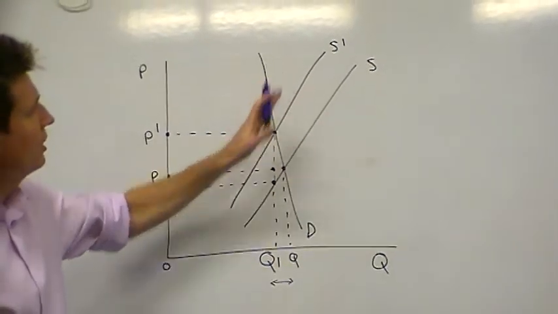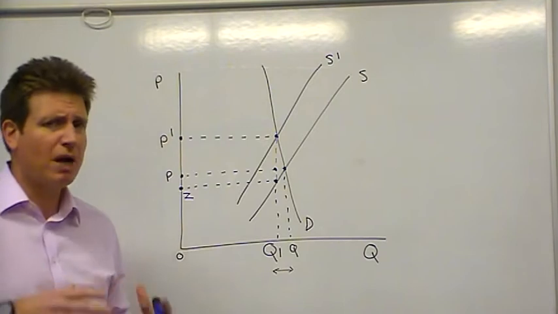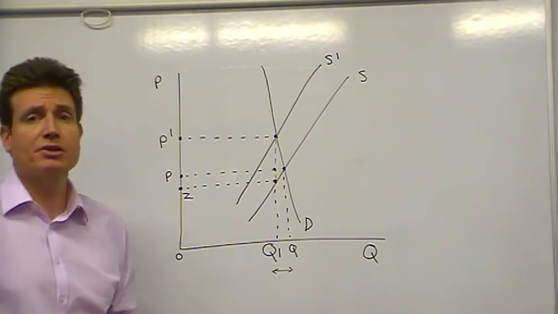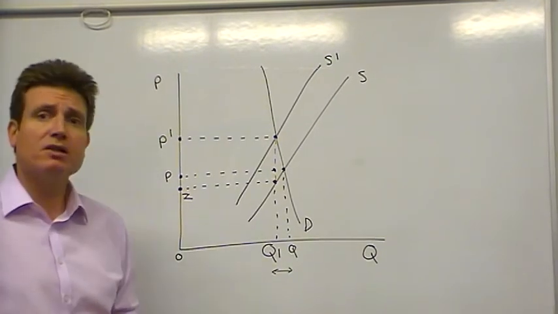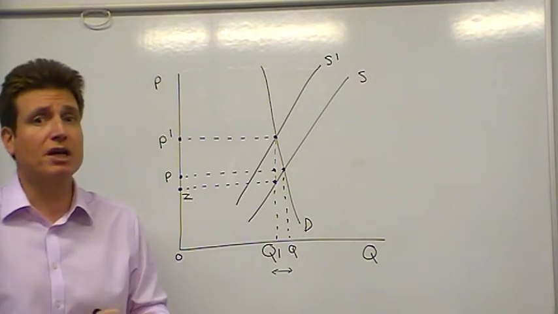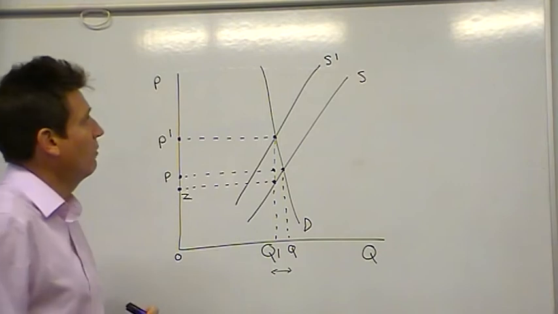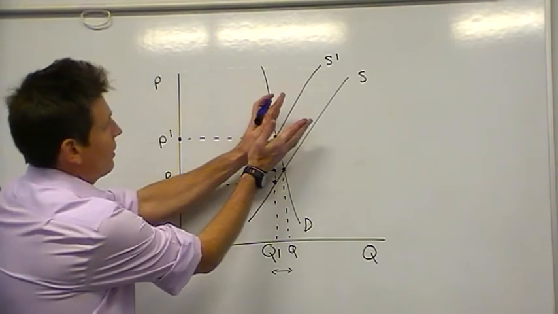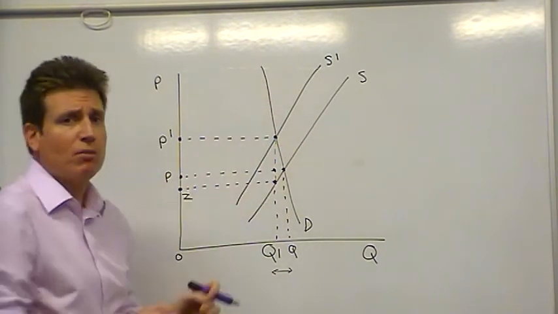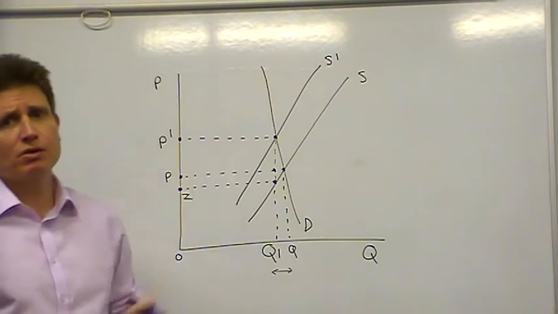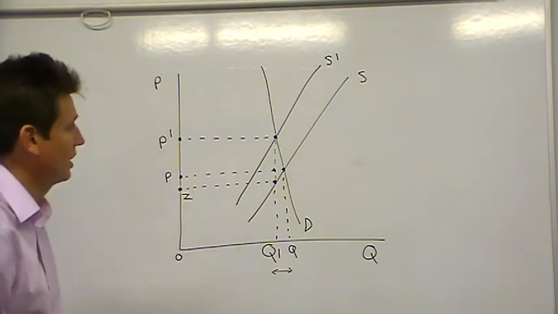Also note that the shift of the supply curves is parallel. Now that tells us that it's a specific type of tax, in this case a unit or specific tax. If it was an ad valorem tax, then that would result in the curves going in a wedge shape like this. But on the OCR specification, it's absolutely fine to just deal with this type of tax.